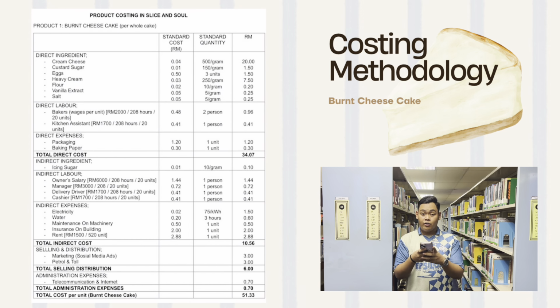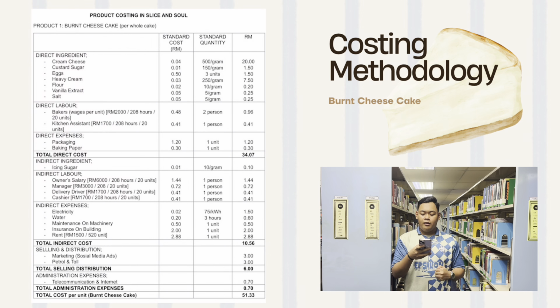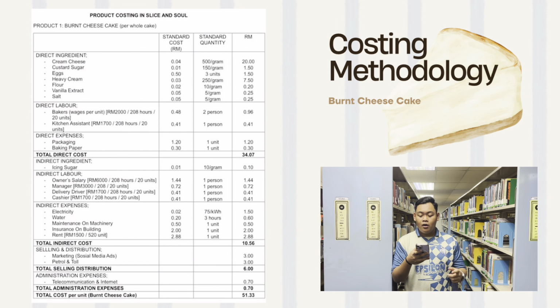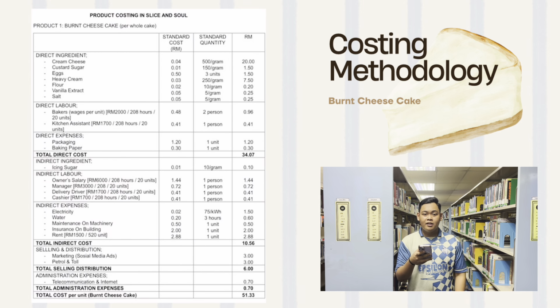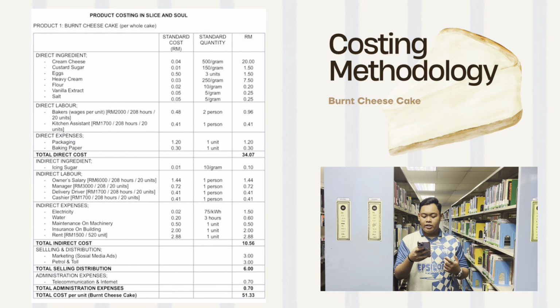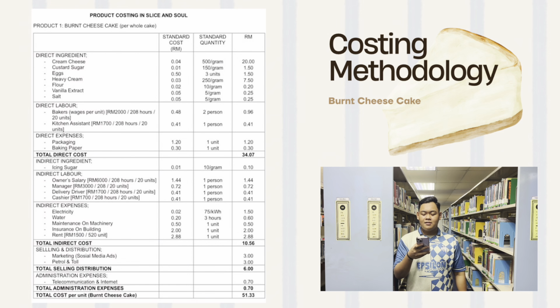Moving on to the indirect costs, these include icing sugar, indirect labor such as the owner's salary, manager, delivery driver, and cashier, as well as indirect expenses like electricity, water, machinery maintenance, building insurance, and rent. Altogether, the total indirect cost is RM10.56. We also include selling and distribution expenses, which are marketing and petrol costs, amounting to RM6. Lastly, the administration expenses, which are telecommunication and internet, are 17 cents. After adding all the costs together, the total cost to produce one whole burnt cheesecake is RM51.33.